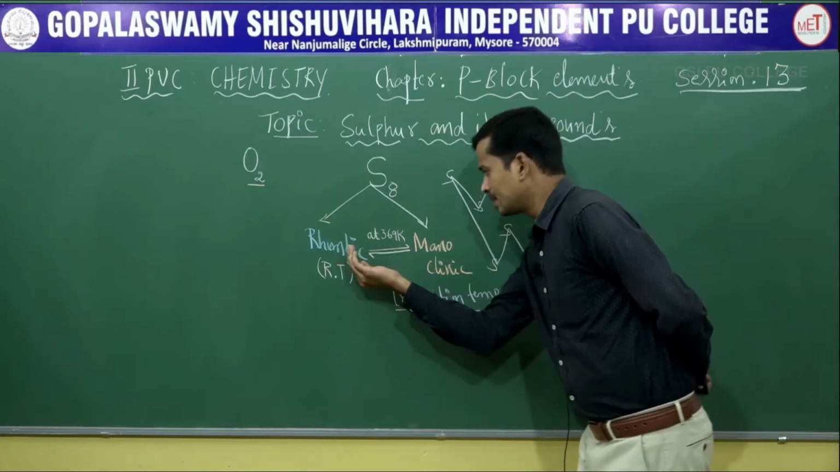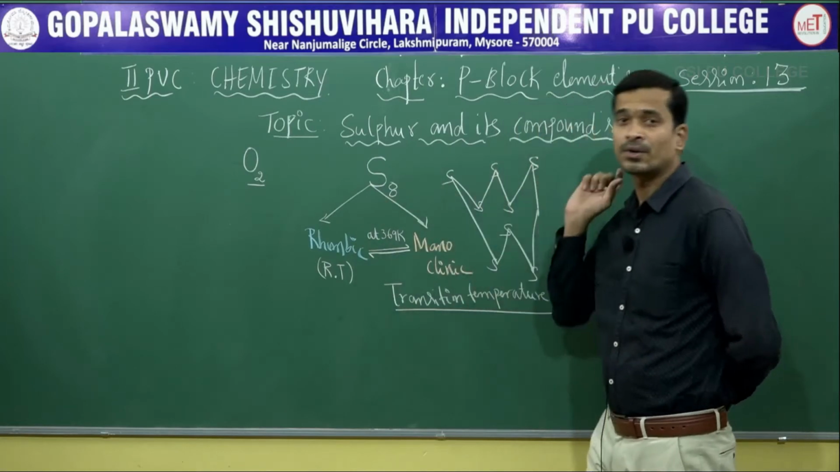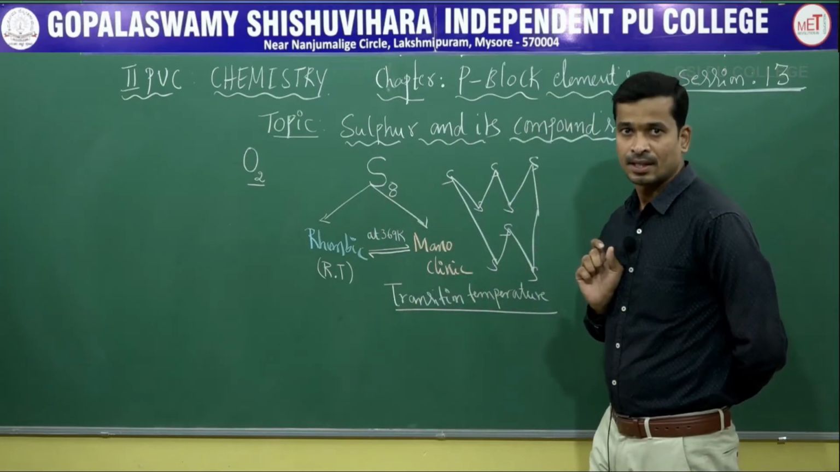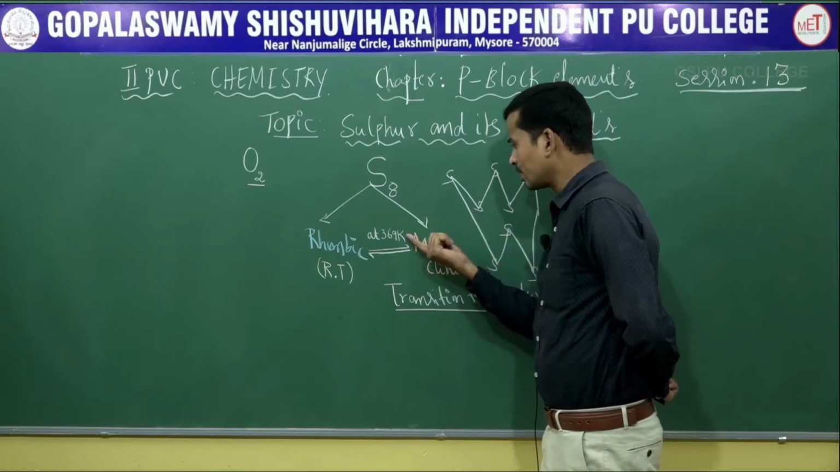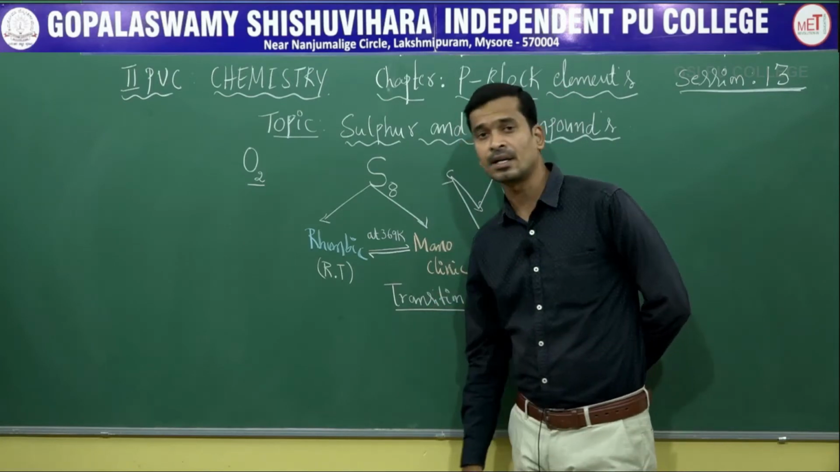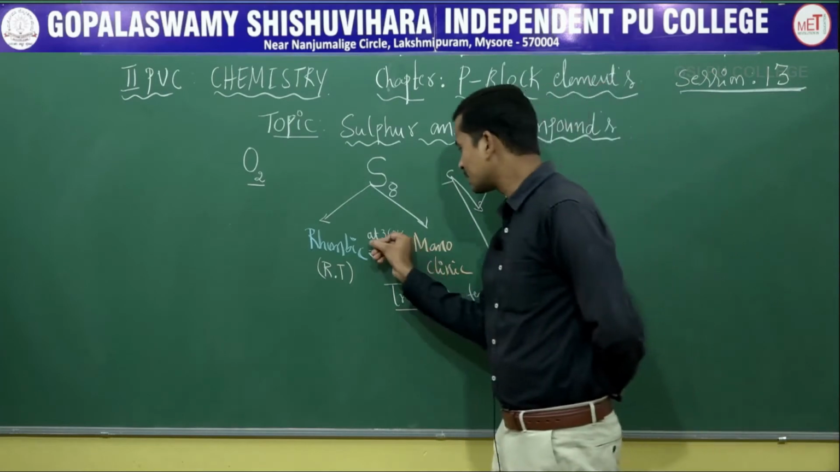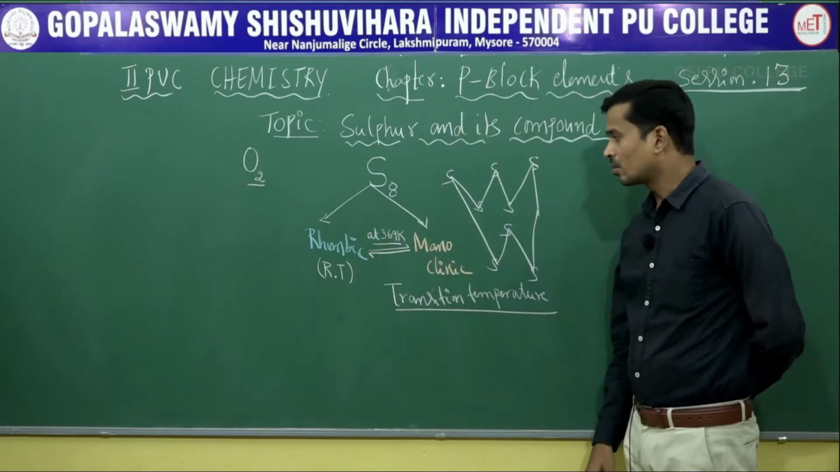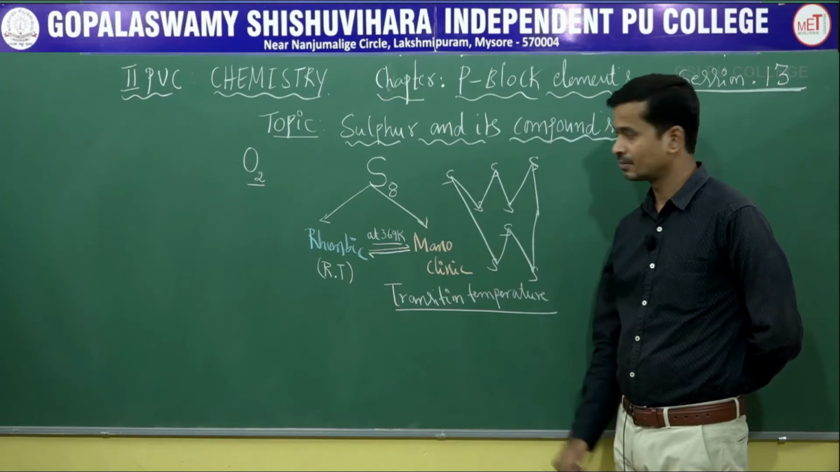As the temperature increases, rhombic is converted into what? Monoclinic. Above 369, monoclinic is more stable. Below 369, rhombic sulfur is more stable. At exactly 369, both allotropic forms of sulfur are in equilibrium.